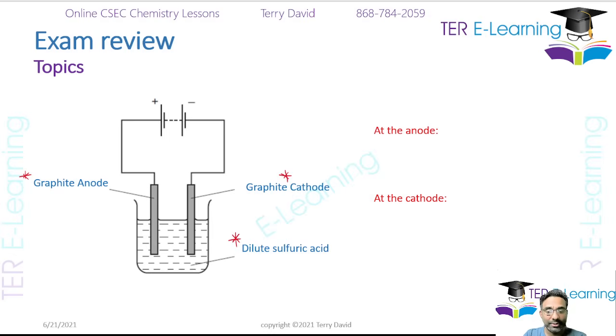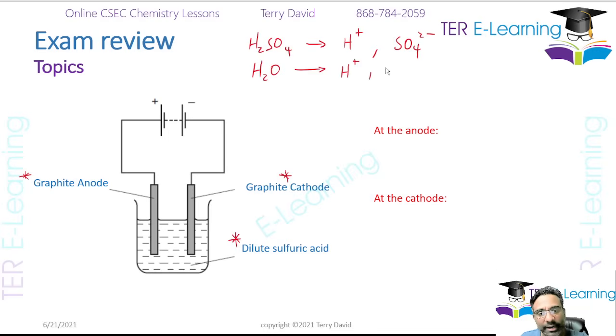Now, when it comes to dilute sulfuric acid, the first thing we need to be aware of is what ions are present in dilute sulfuric acid. So in dilute sulfuric acid, let's write the formula. Sulfuric acid is H2SO4. The ions that we're going to get from this will be H plus, that's one set of ions. We also have the sulfate ion, SO4 2 minus. But always remember, when something is in solution, you will always have water present. So that's H2O. From the water, there are two ions we can get here, H plus and OH minus.